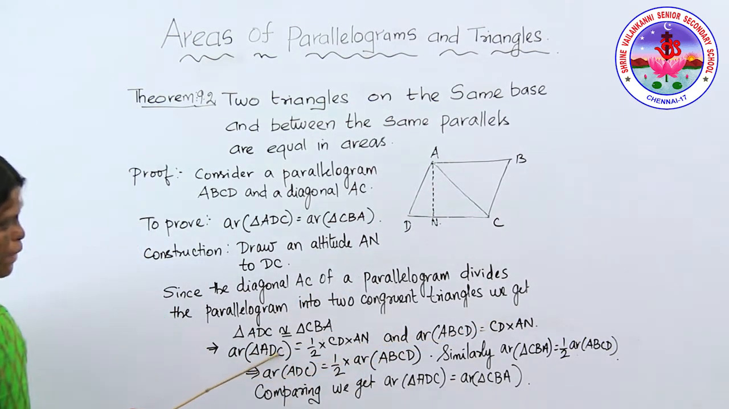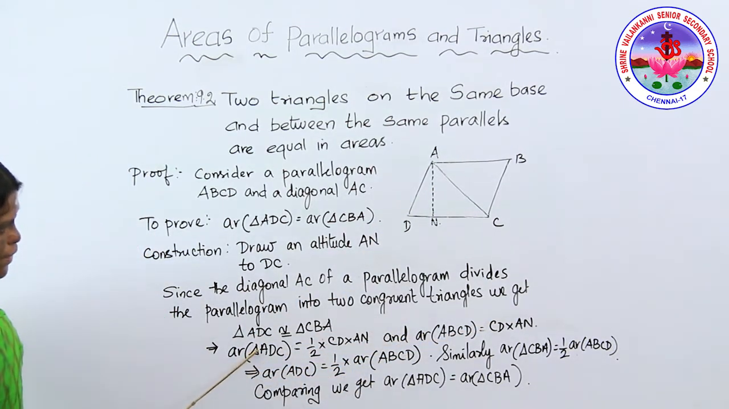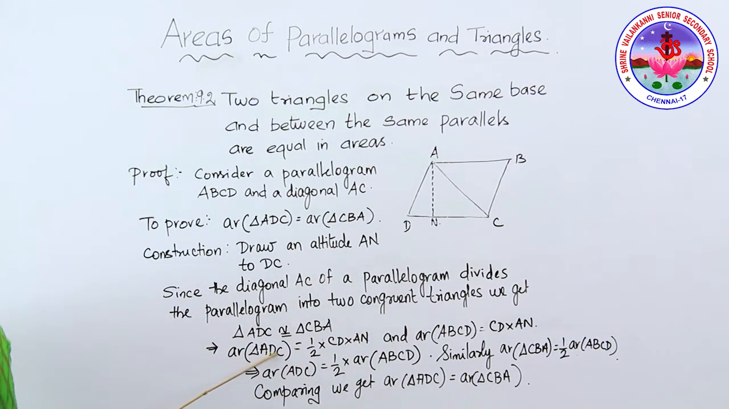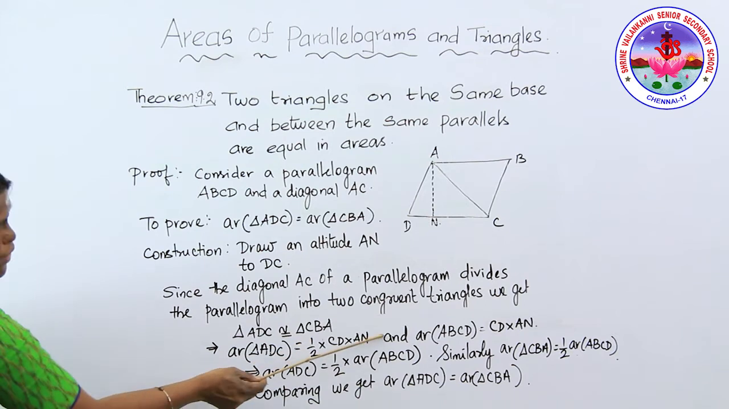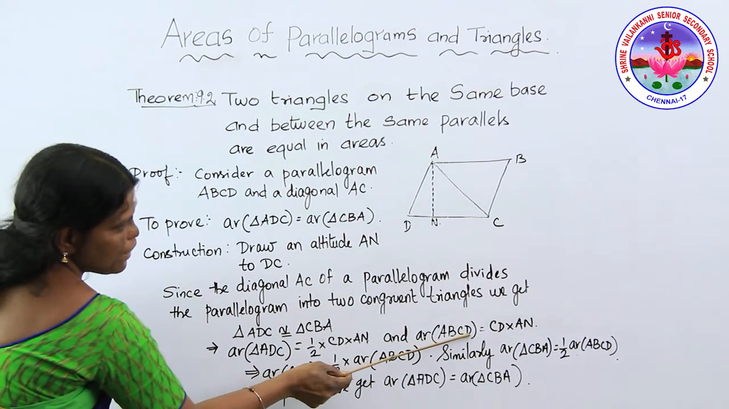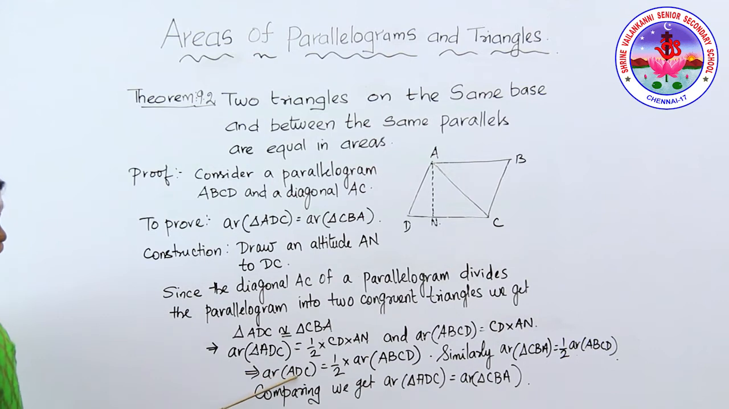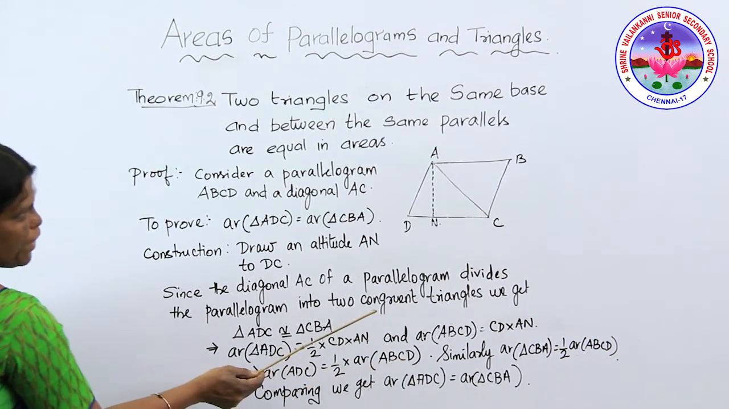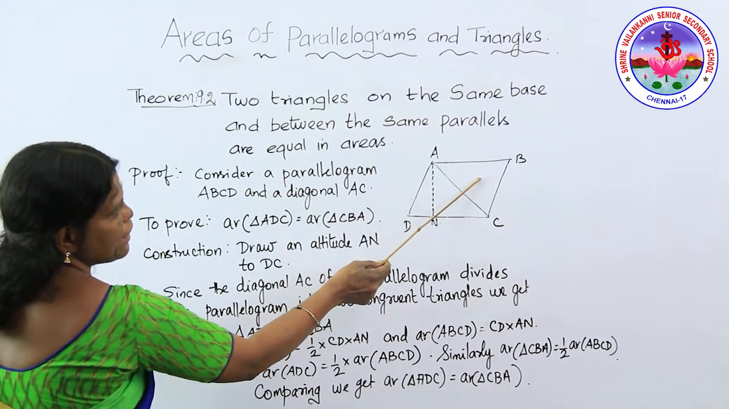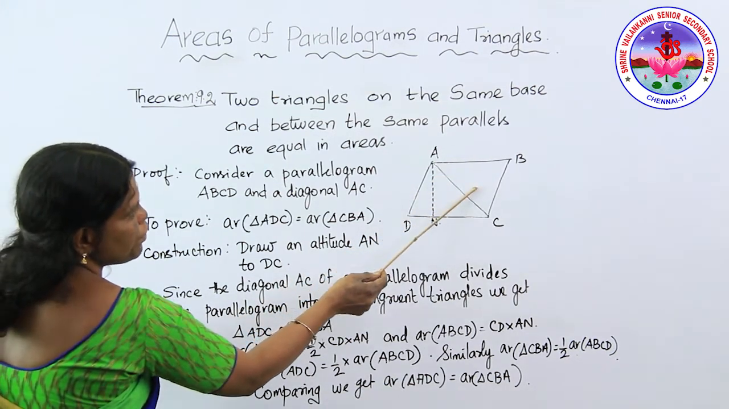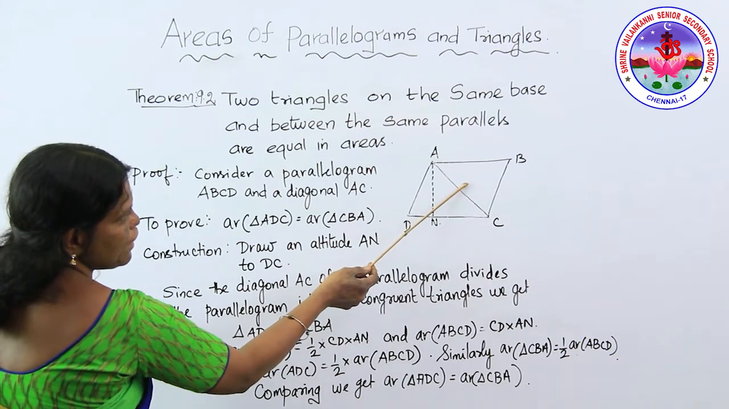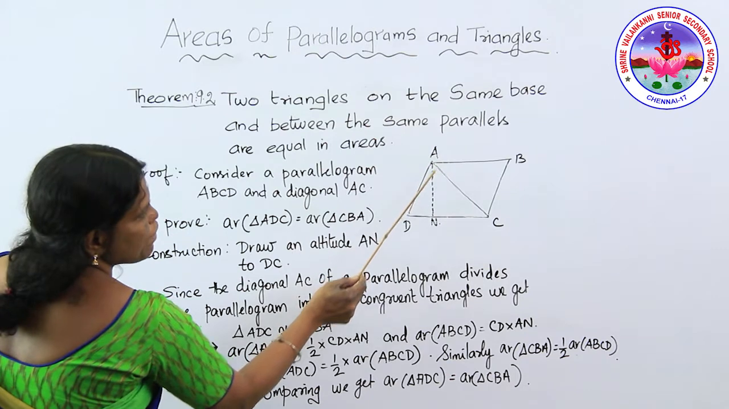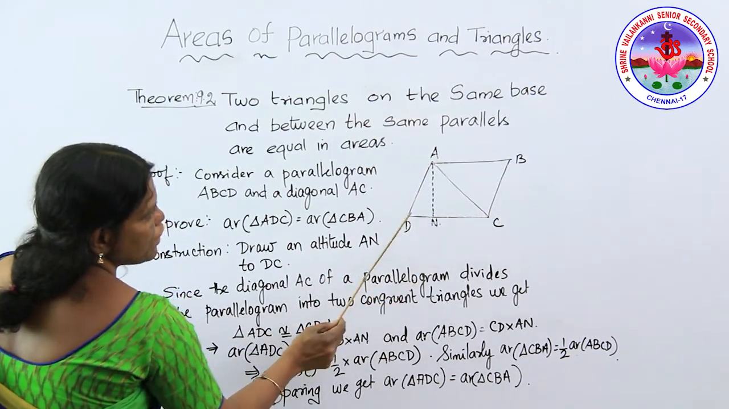Now when we compare both the areas, that is the area of the triangle and the area of the parallelogram, we see here that the area of the triangle, half of CD into AN, is half of the area of the parallelogram. So I am writing area of triangle is equal to half of the area of the parallelogram. Now for the other triangle, if you draw the altitude, we follow the same procedure here. We also get that area of CBA is equal to half of the area of the parallelogram.